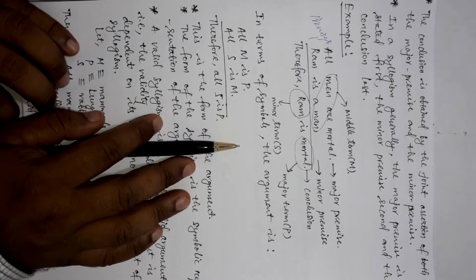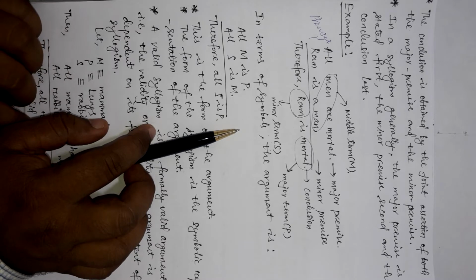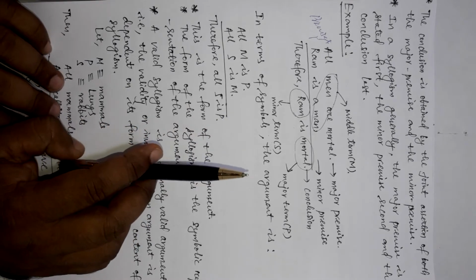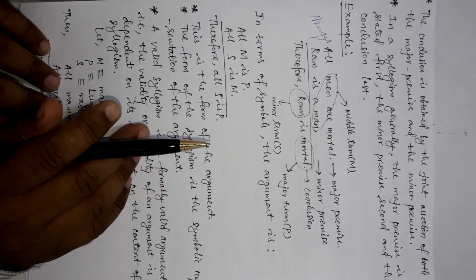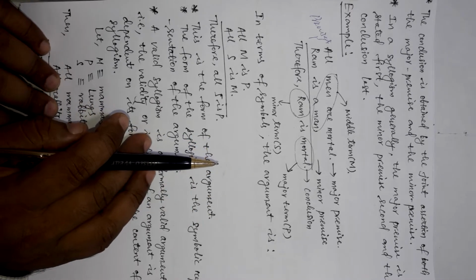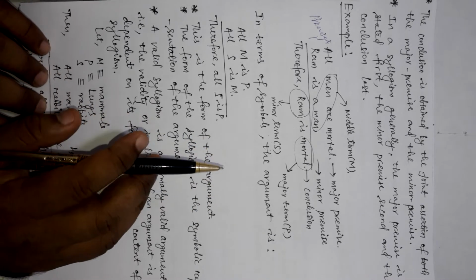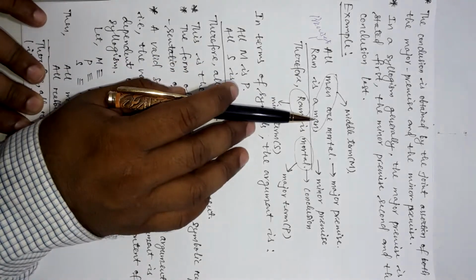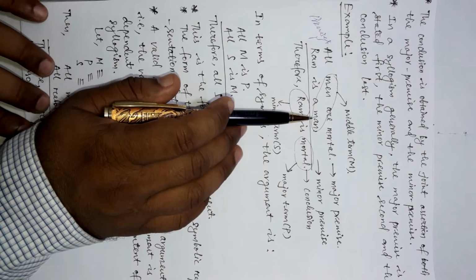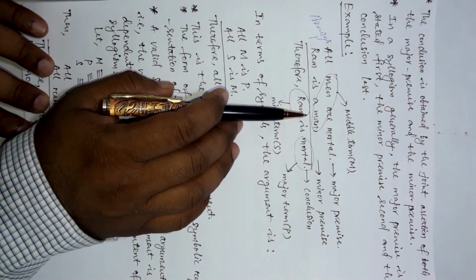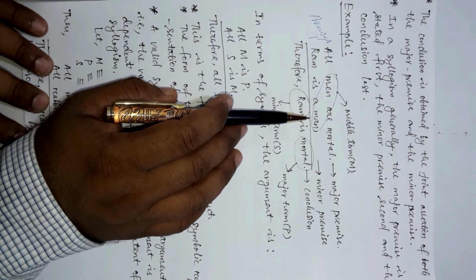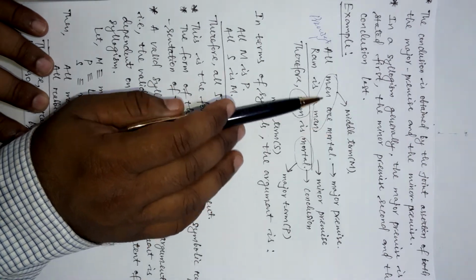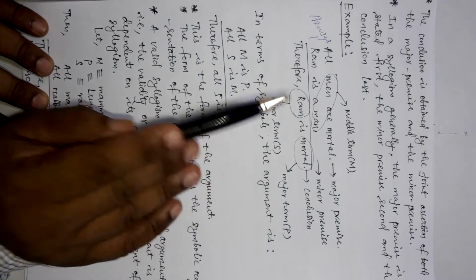Friends, today in this video we'll continue from where we left off in our last video of categorical syllogism. In our last video of categorical syllogism, we discussed that a syllogism is a mediate inference which contains only two premises and one conclusion.